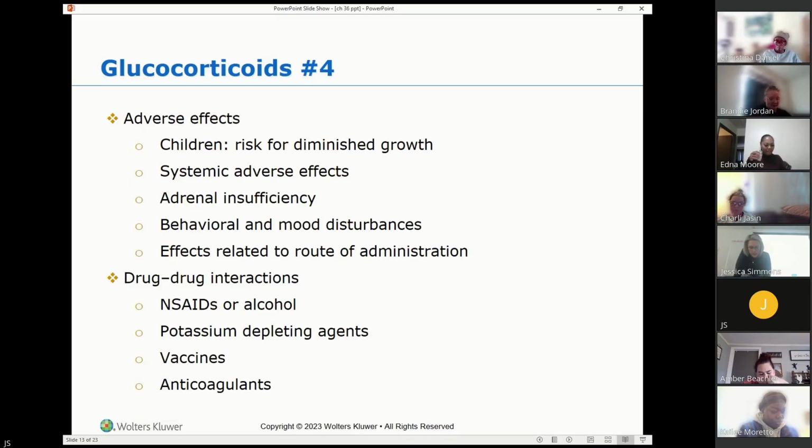Patients with diabetes, because of the glucose elevating effects, disrupt glucose control. With acute peptic ulcers, because steroid use is associated with the development of ulcers and perforation. With lactation, because the anti-inflammatory and immunosuppressive actions could be passed to the baby. And in pregnancy, especially the first trimester, because of the potential for adverse effects on the fetus.